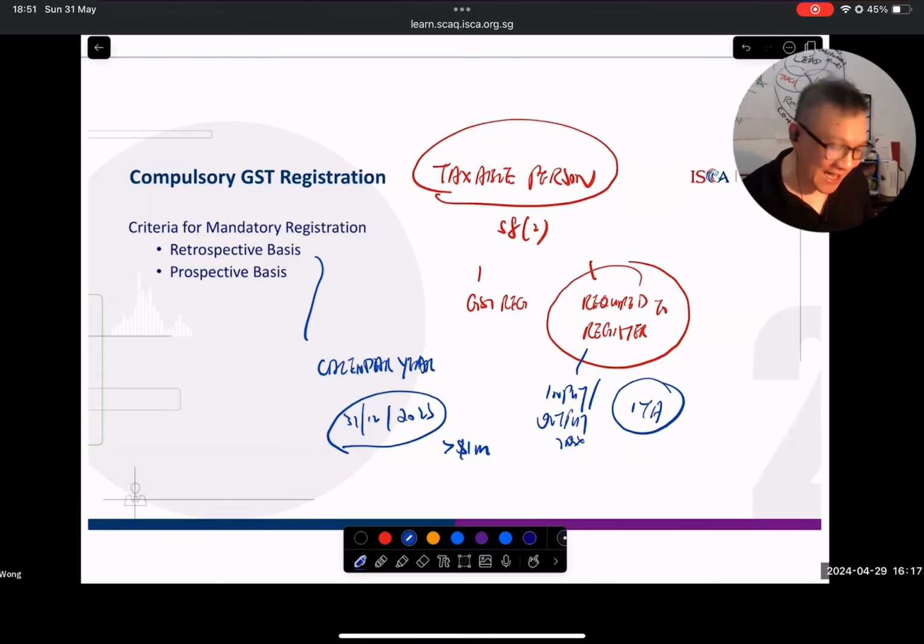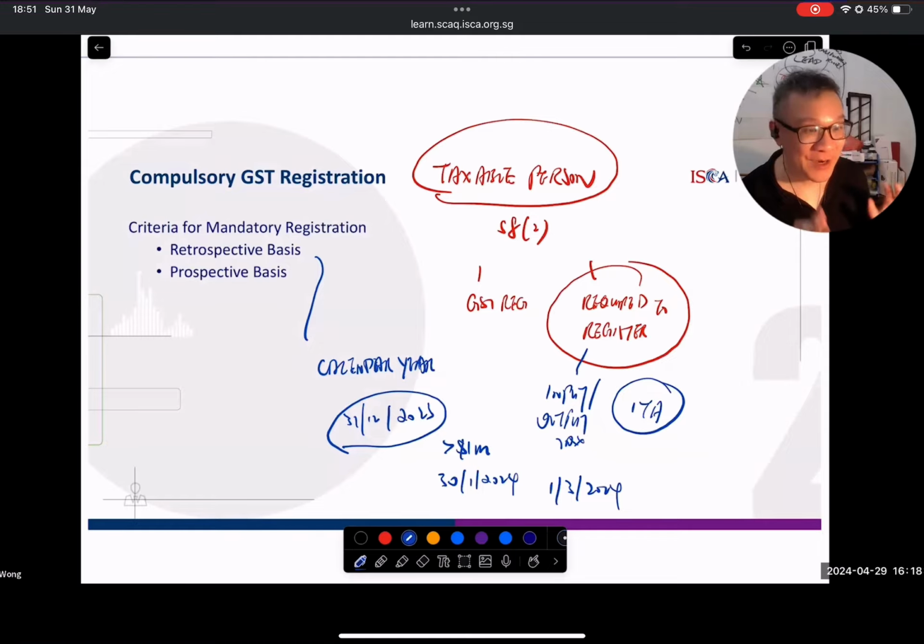What it means is that I have to file Form F1 with IRAS by 30th of Jan 2024, because it's 30 days from the end of the financial year. And the GST registration, once approved, will be effective on 1st of March 2024. So now registration and effective date are very straightforward: 30th of Jan, and 1st of March of the following year.